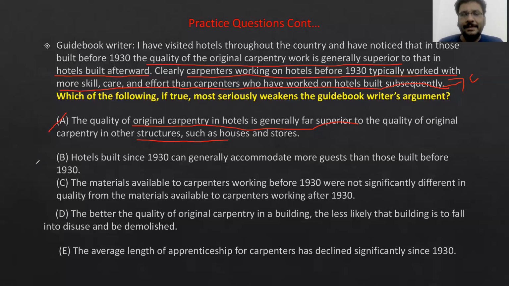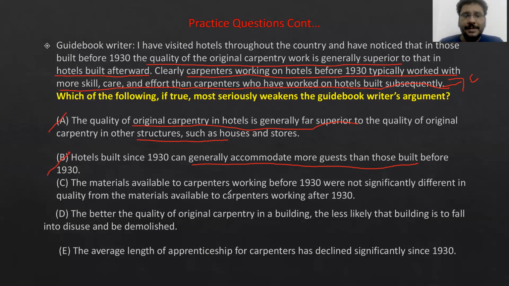Let's look at B. Hotels built since 1930 can generally accommodate more guests than those built before 1930. Again, are we concerned? We're not concerned about this aspect, right? We're not concerned whether they can accommodate more guests or fewer guests. What we are concerned is the quality of original carpentry in hotels prior 1930 versus post 1930. So you need to weaken that particular point, right? The point that prior 1930, you have greater quality, right? Now let's look at option C.